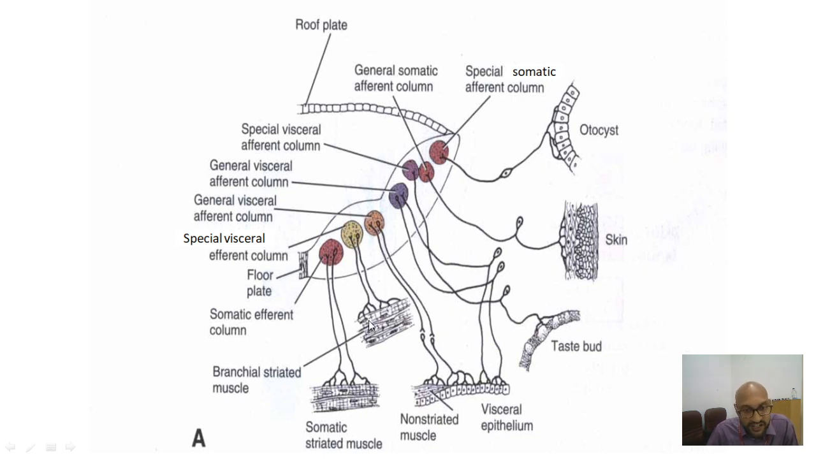Then we have the special visceral efferent column. Now this is for all the striated muscles that have developed from the pharyngeal arches. That means there are 6 pharyngeal arches. So the motor neurons that are going to be innervating muscles that have developed in the first arch, second arch, third arch, fourth arch, and sixth arch, they belong to this. Okay? And finally, we get the somatic efferent column, which is meant for somatic striated muscle, that is those that have developed from the paraxial mesoderm.